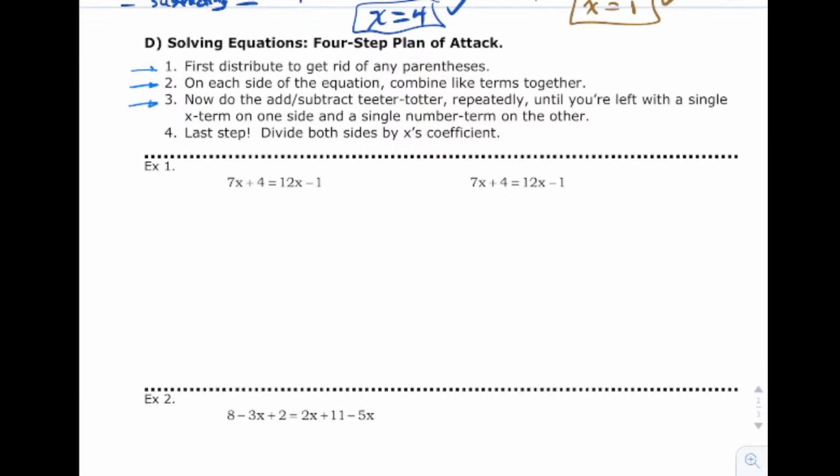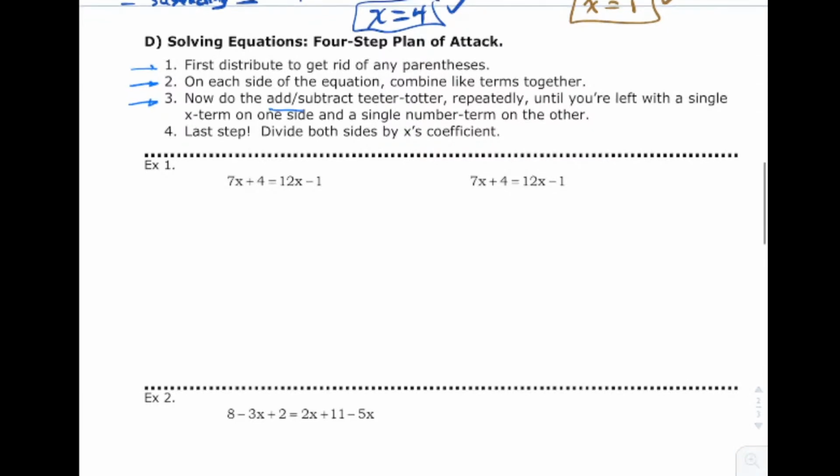The next thing you do is teeter-totter stuff. Adding and subtracting. Leave the dividing for last. Step 4 is going to be the divide. Okay, step 4 is the dividing. But step 3 is going to be the old add and subtract on both sides until you're left with a single x term on one side and a single number term on the other. Okay, so those are our basic steps. So let's put these into action here. So here's a problem that, yes, I'm going to solve it twice.